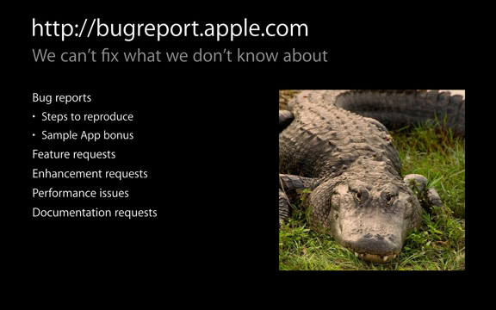We can't fix what we don't know about. We don't guarantee we'll fix what we do know about, but we can't fix what we don't know about. File a bug report. Helps if you give us steps to reproduce. Really helps if you give us an app. If you give us an app that reproduces your problem, well, we fix those first because we know what to fix. Use it if you want feature requests, enhancement requests, performance issues, documentation stuff. All goes through Bug Reporter.